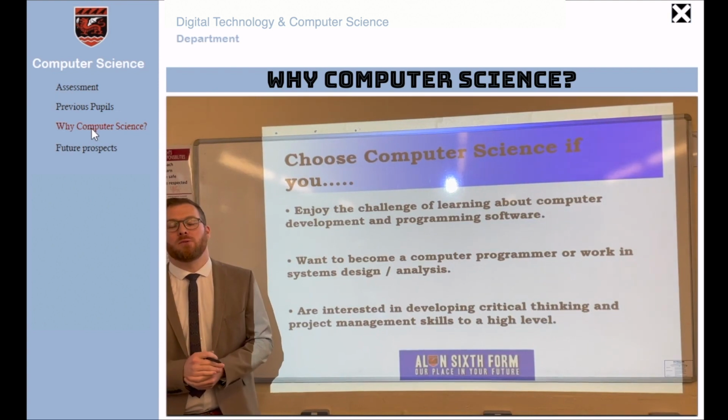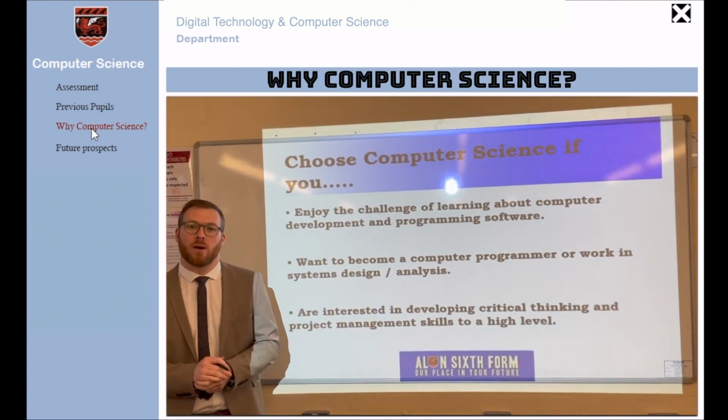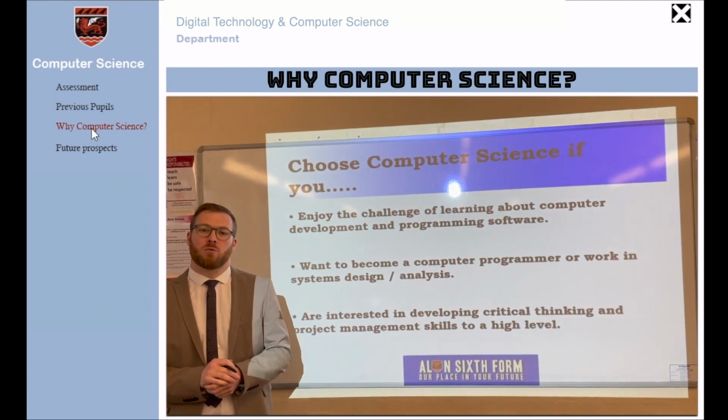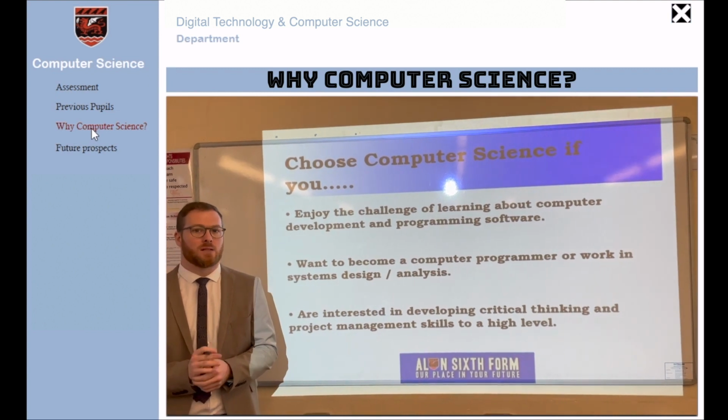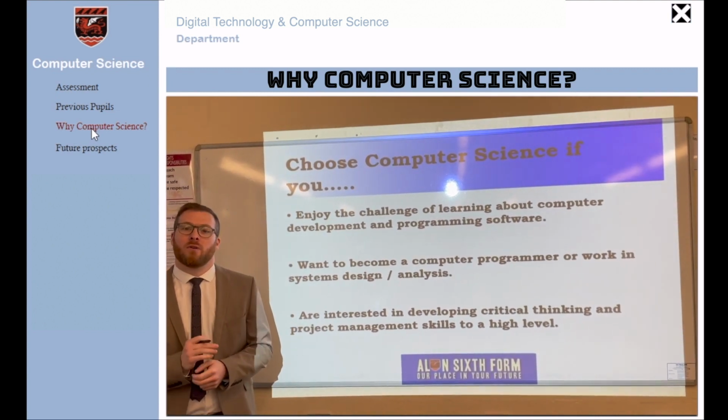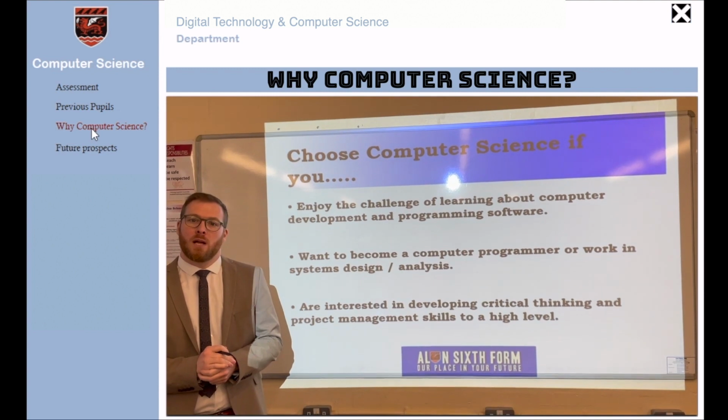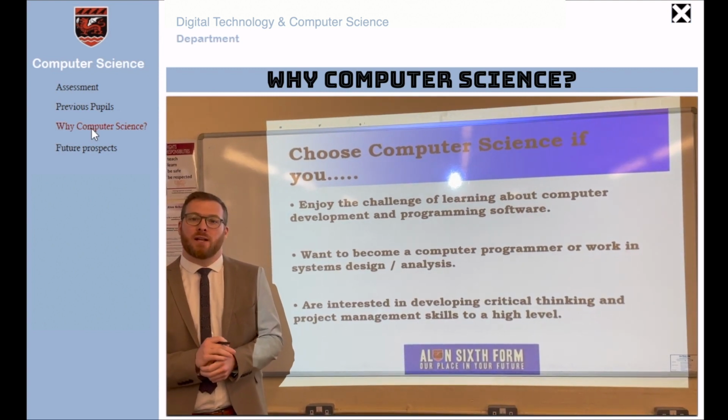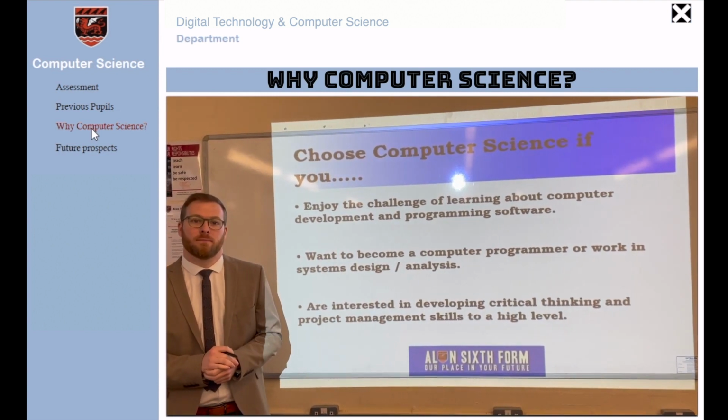So subject-wise with computer science, we have a few that go really well with it. Maths is the first one. Quite a lot of universities like to see maths and computer science together. You've got physics, which is another good one. And then you also have economics, engineering and psychology.